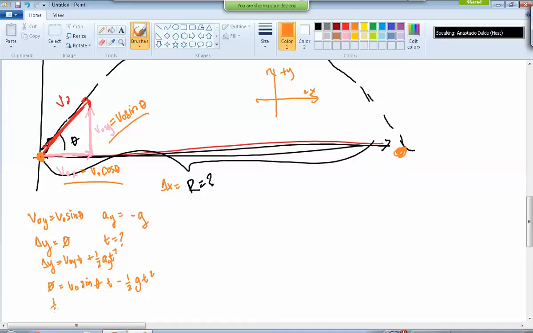Wait, can you explain the formula again? This formula? Yeah. That's the third formula. That's the delta x equals v naught t plus 1/2 a t squared. But I'm doing it in the y direction.